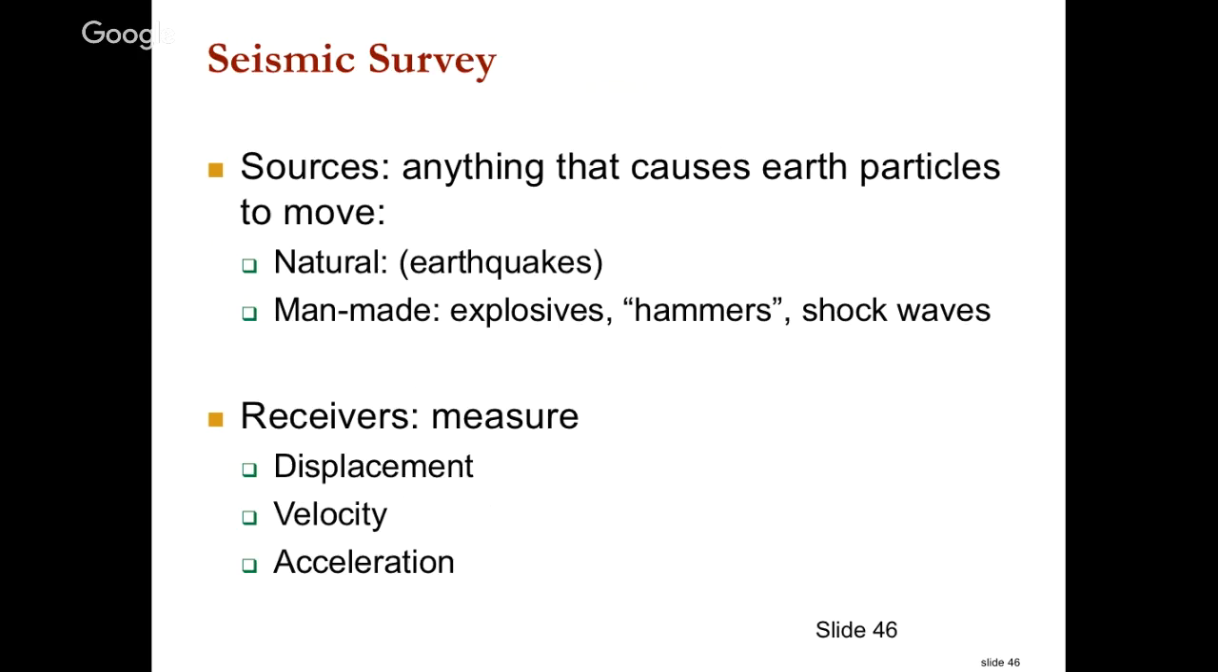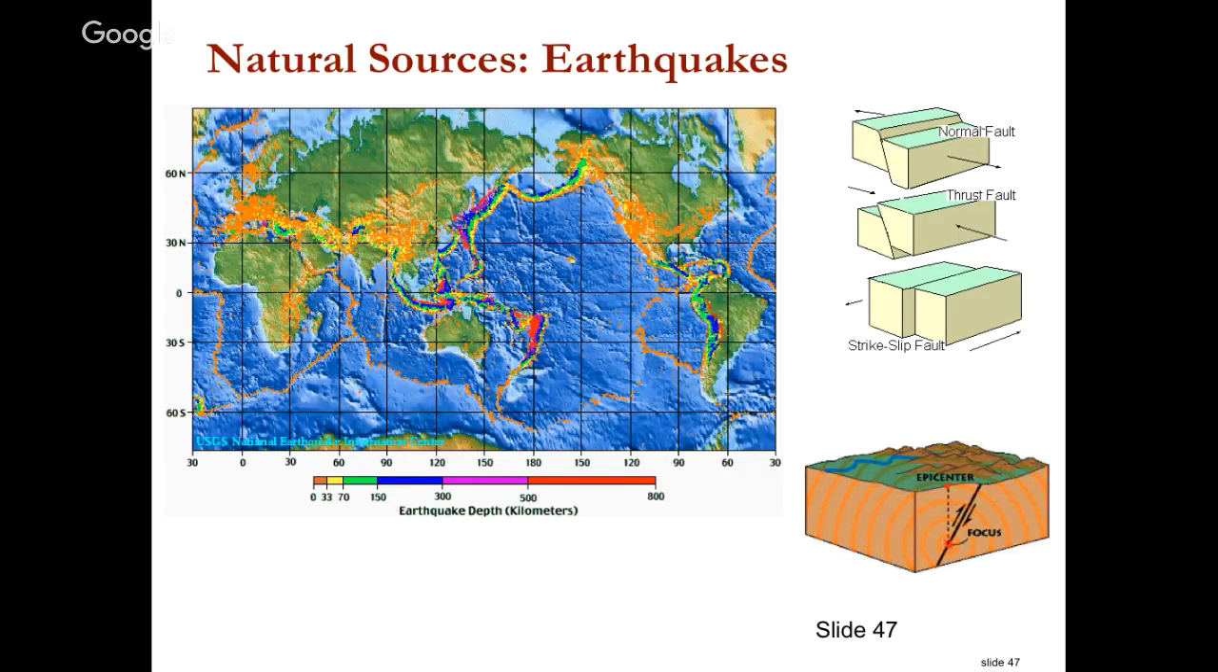So a source is anything that can shake the ground. It could be a natural source. Everybody's familiar with earthquakes, so you've seen those. That's a possibility. It could be man-made, explosives, anything. And then the receivers could be anything that measures something. It could measure a velocity, or an acceleration, or anything like that. So those are going to be the two guys. And let's just look at a couple of sources.